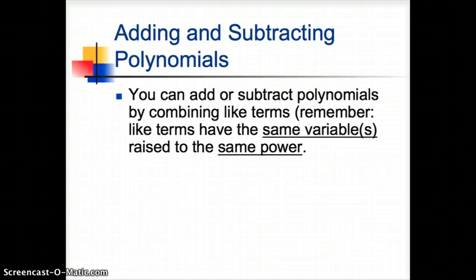So I would call that a quintic trinomial. Okay. All right. Adding and subtracting polynomials, you have actually done this a lot before, but you can only add or subtract polynomials by combining like terms. And remember, like terms have the same variable or variables raised to the same power. So those are the only things we're allowed to add or subtract. And so here's a couple examples that we'll look at.